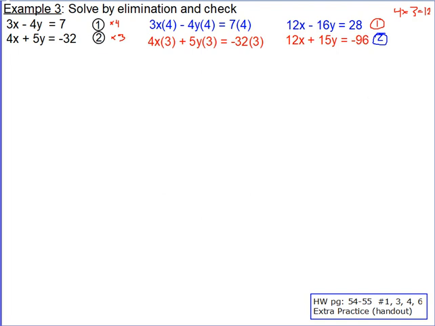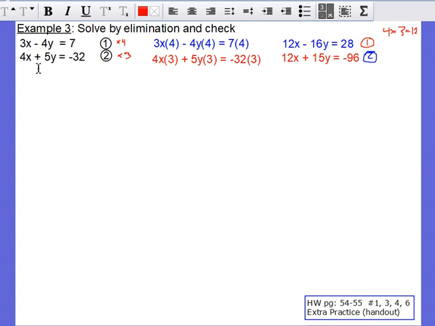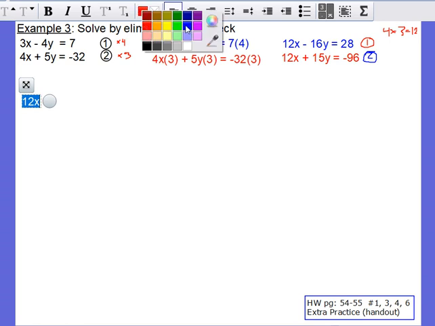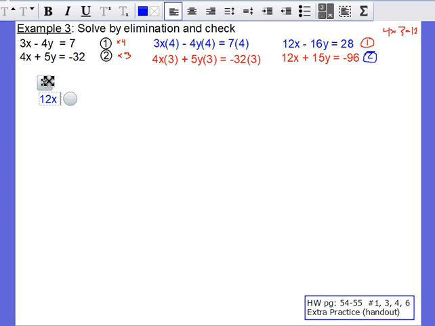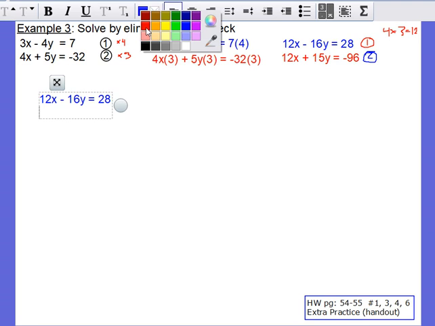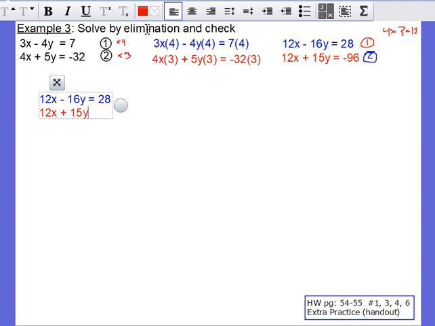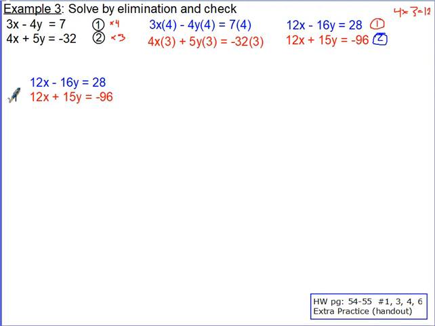If you look closely here, we're eliminating the x's. So, because the x's have the same signs here, we're going to have to subtract. So 12x minus 16y equals 28, and the other one is 12x plus 15y equals negative 96. At this point, I highly suggest you just pull out a calculator here. Subtract, silly. We're going to have to pull out a calculator here.